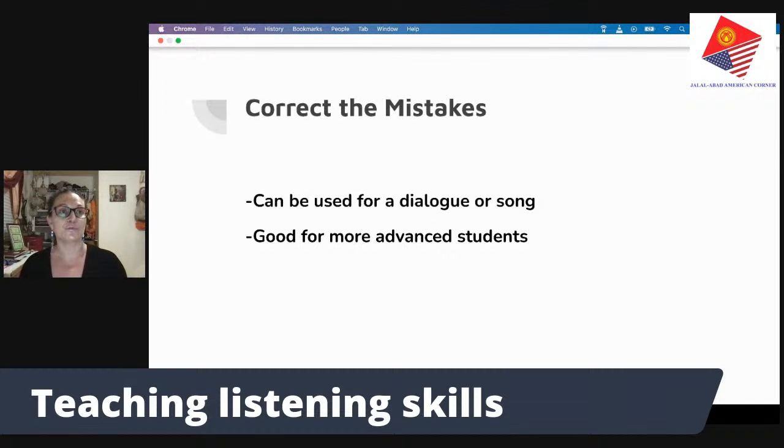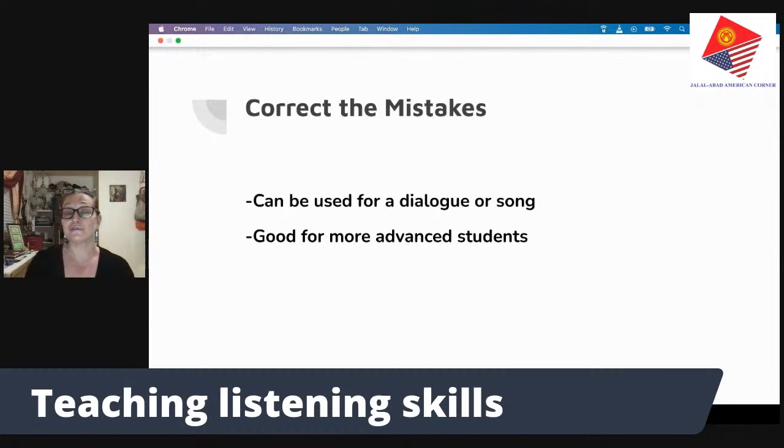And then the students will have to really listen and read carefully at the same time to notice which words are incorrect and what is the correct one that goes there instead. So this is, again, only good for advanced students because they have to really be paying attention. And it's a lot of work for you as well, but it's a lot of fun and they love it. It's a very popular one.